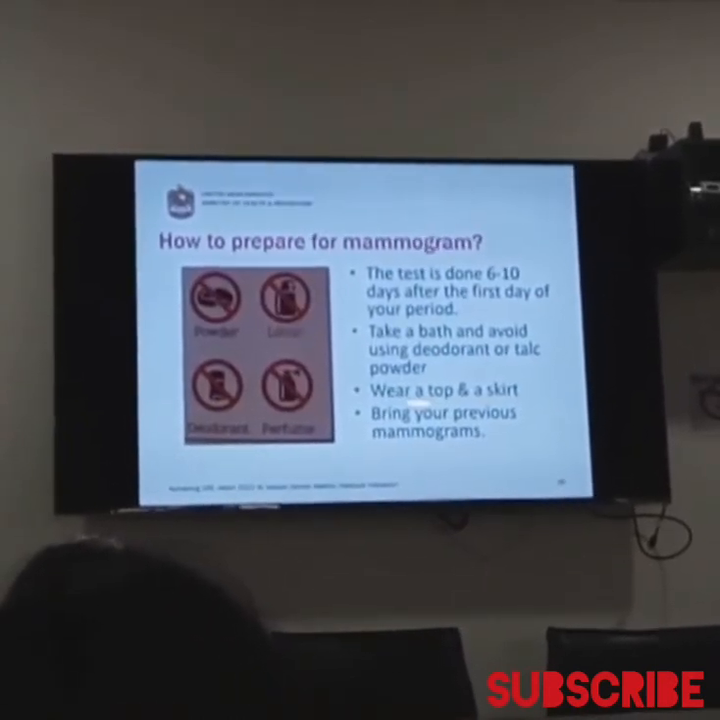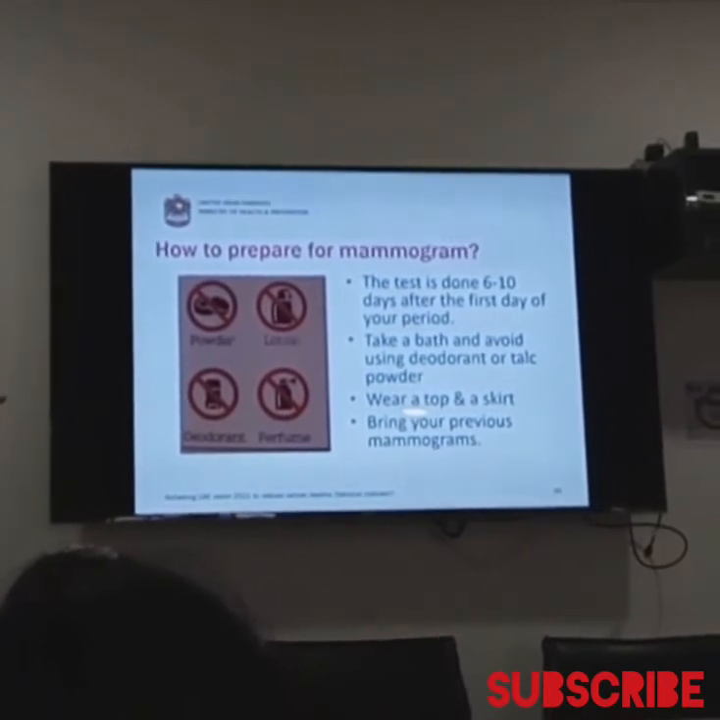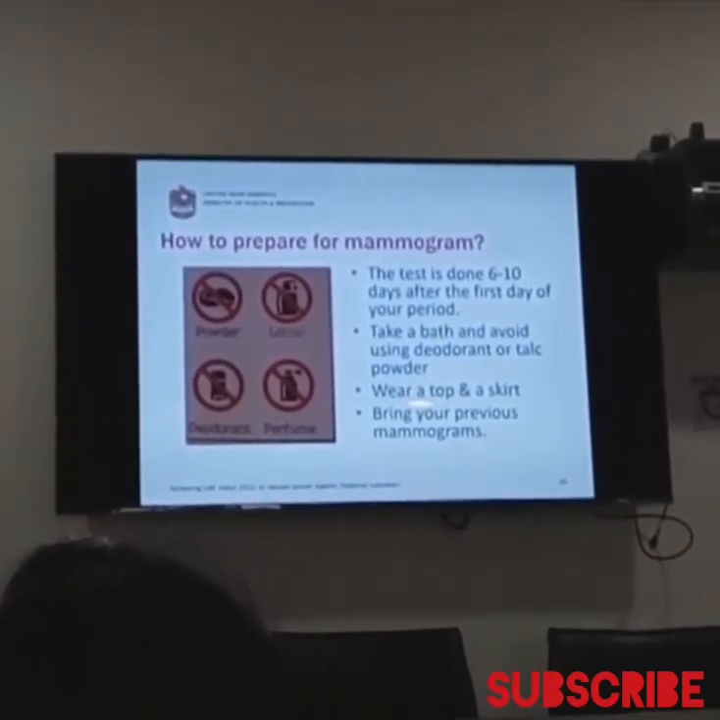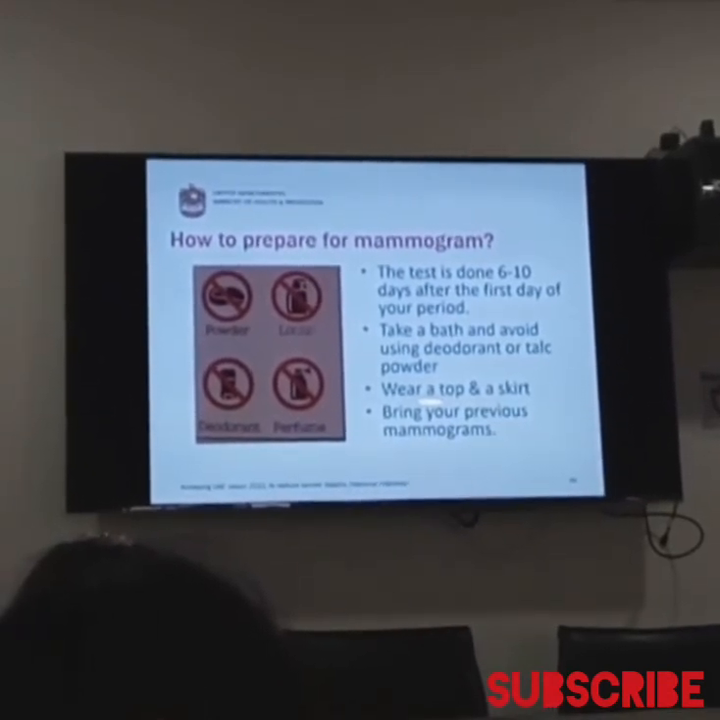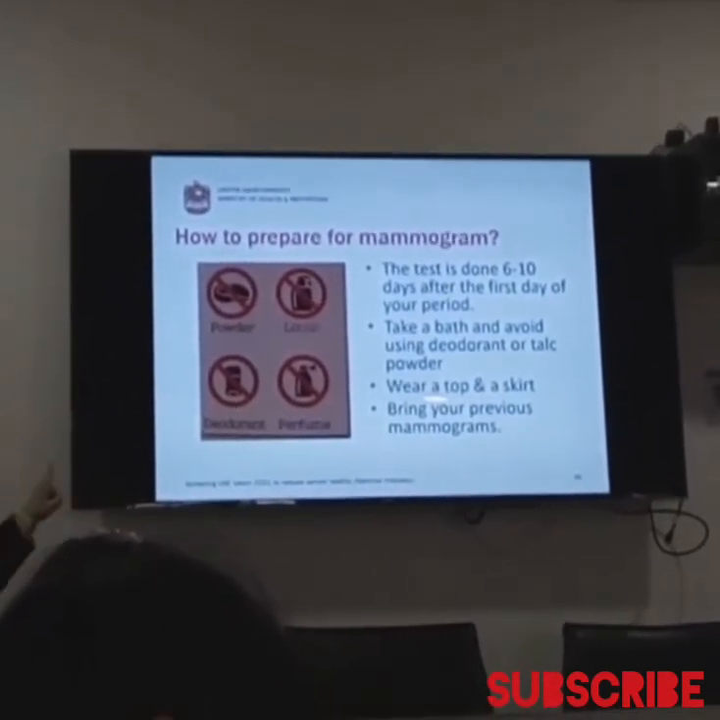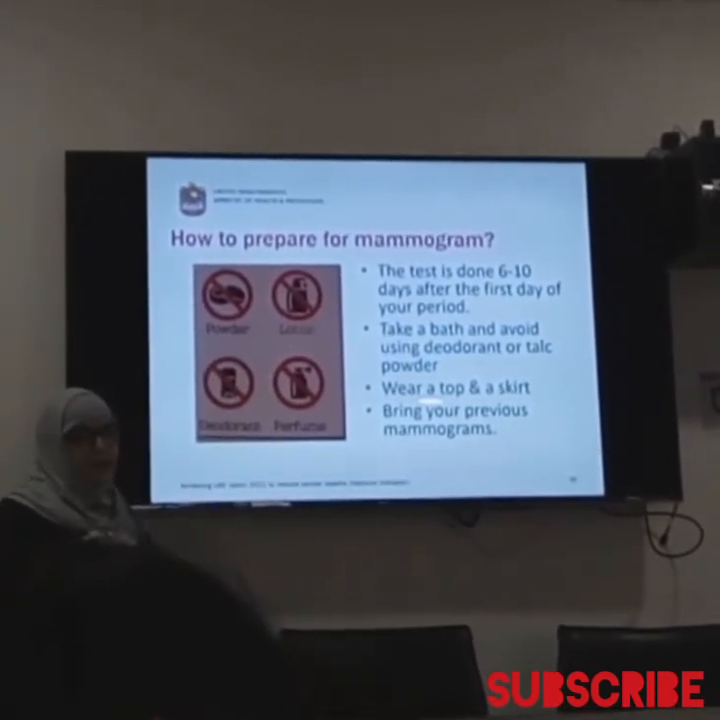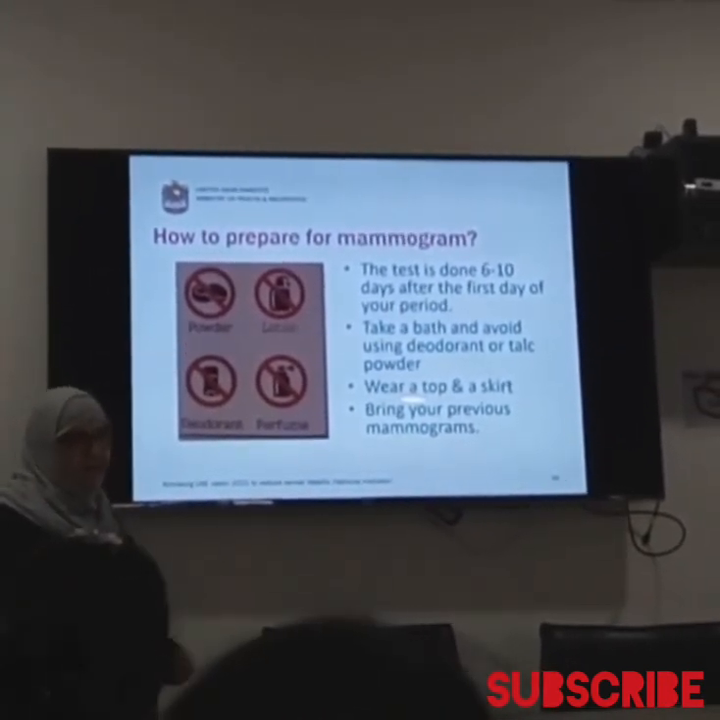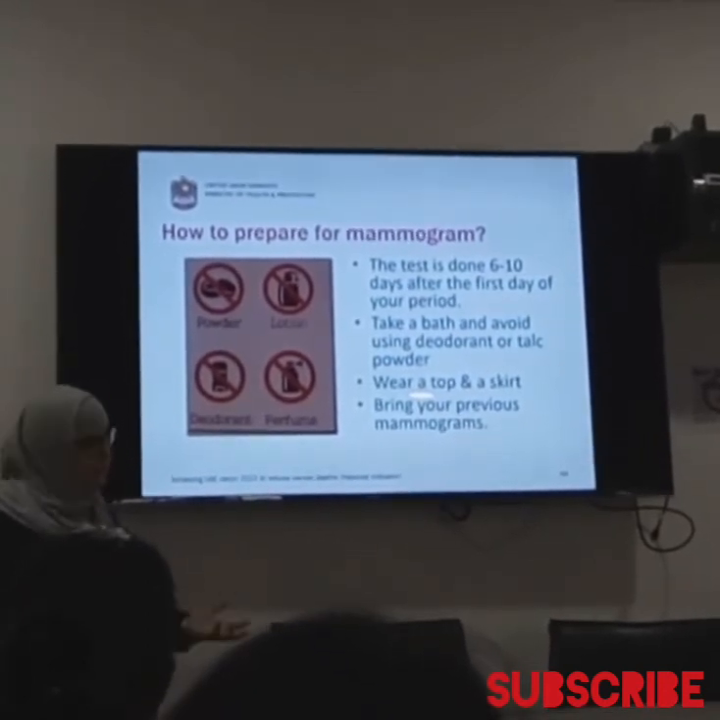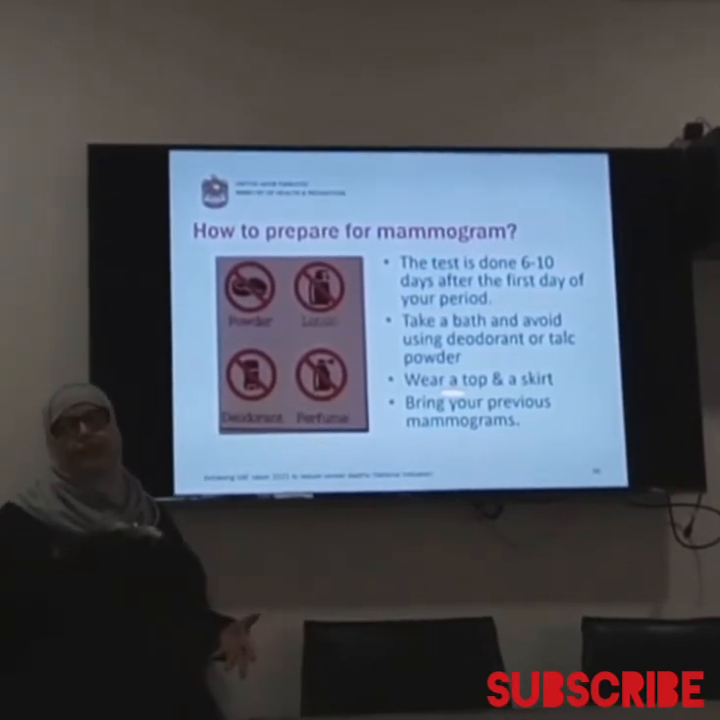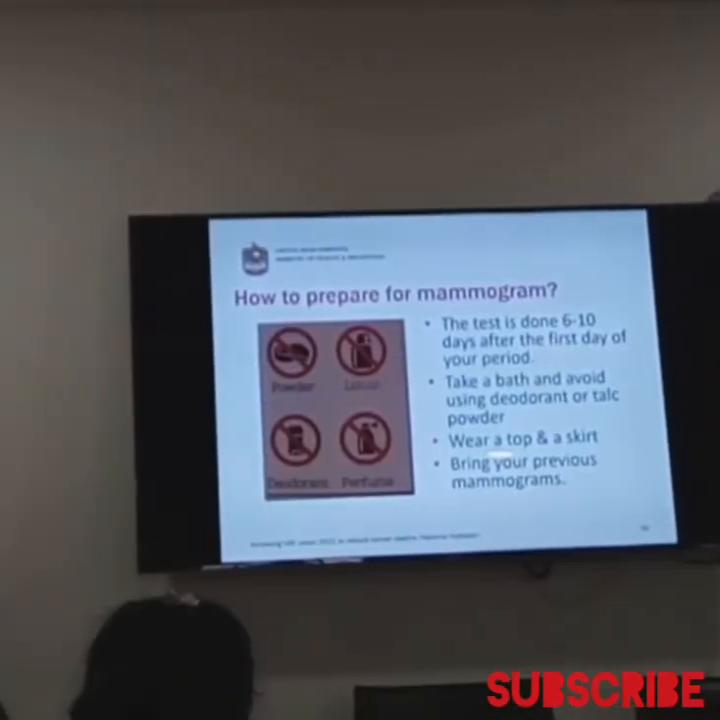And you know, the test is done like we said, breast self-examination 6-10 days after the first day of the period. On the day you want to do the mammogram, you take a shower and don't put deodorant, perfume, powder, lotion. Better to wear, for example, pants and a t-shirt or a skirt and a t-shirt. It's more practical. And in case you have previous mammograms, you take them with you.